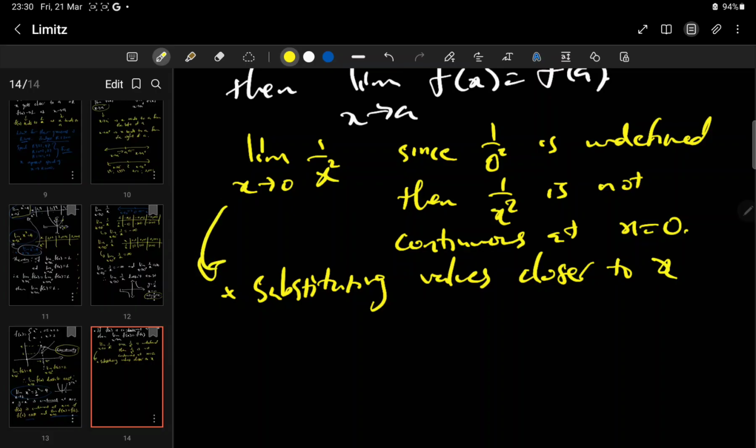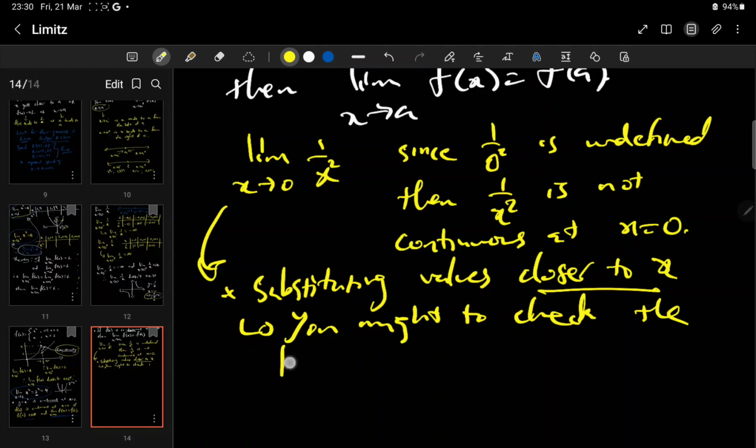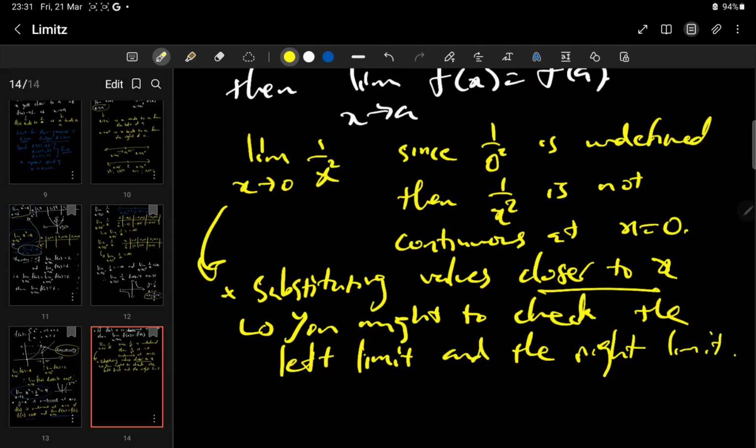So yeah, maybe check first. If when you substitute into that function it's undefined, then that function is not continuous at that point, and for that you have to substitute values which are closer to x. And then for that you might have to check the left limit and the right limit.